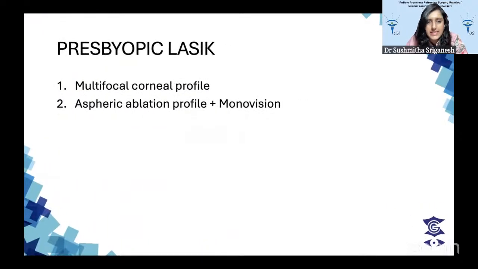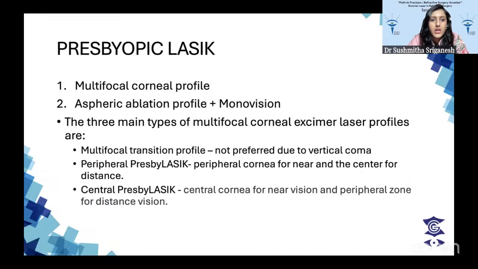Presbyopic LASIK: there are two ways in which we can use Excimer lasers. One is to create a multifocal corneal profile, and another is to combine an aspheric ablation profile along with the monovision principle. When we look at the three main types of multifocal corneal Excimer laser profiles, we have the multifocal transition profile, where there is a decentered hyperopic correction. This is mostly of historical significance and is not performed so much nowadays and is not preferred because it causes a lot of vertical coma.